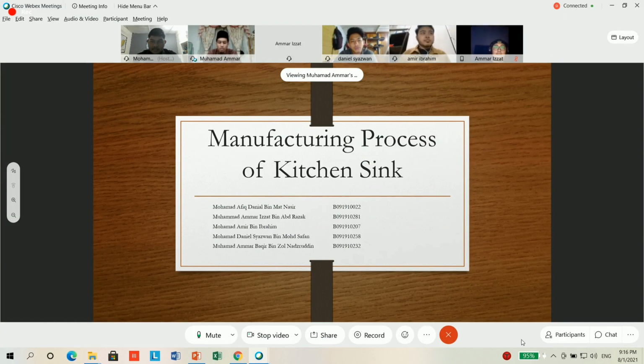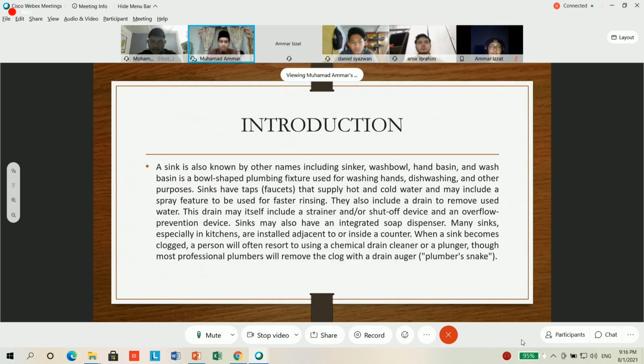Our group would like to present the manufacturing process of a kitchen sink for our manufacturing process assignment. Our team members are Mohamad Afiq Danial, Mohamad Ammar Izzat, Mohamad Amir, Mohamad Danial Syazwan, and me, Mohamad Ammar Baqir bin Nadzruddin. Alright, for the introduction, a sink is also known by other names, including sinker, wash bowl, and basin.